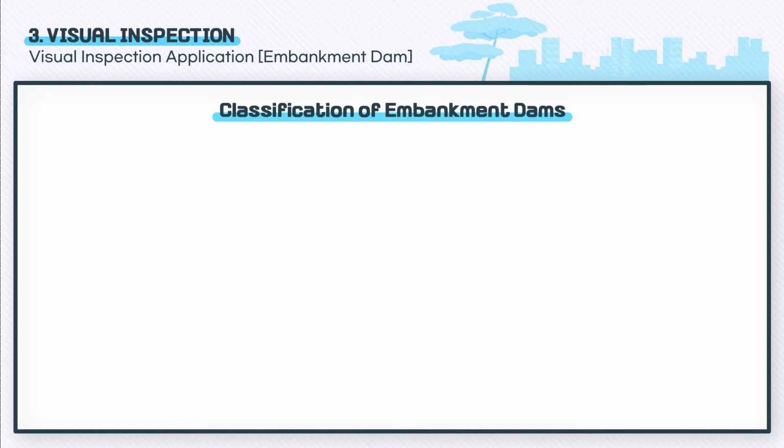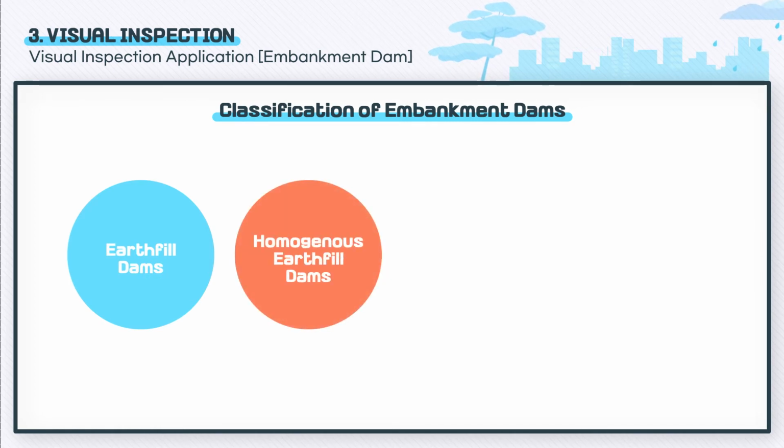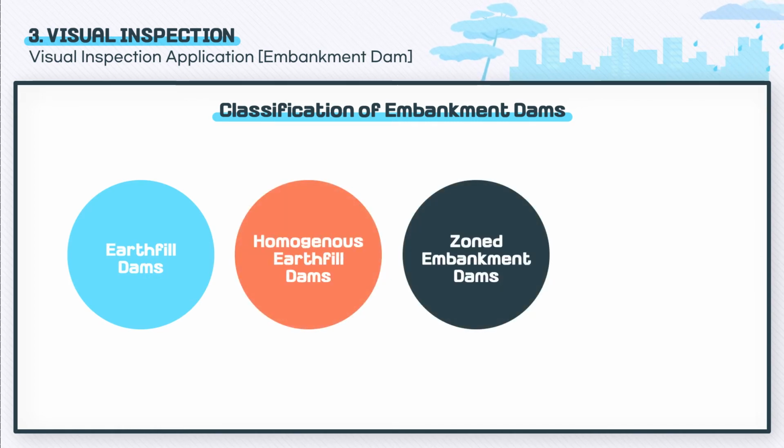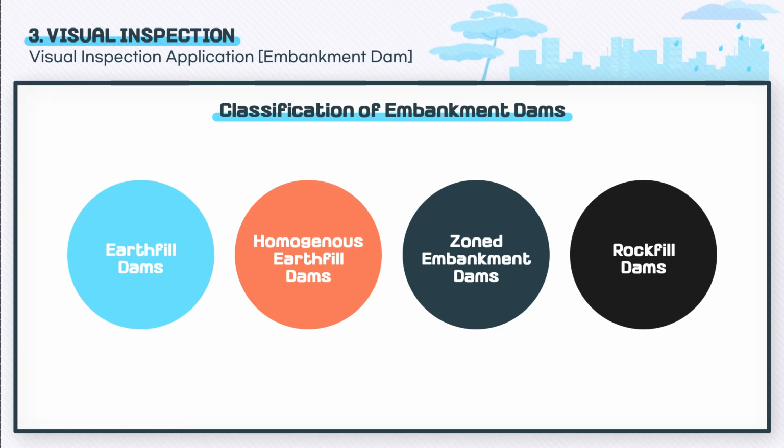Dams are largely classified as embankment dams and concrete dams, depending on the construction material. We will first discuss embankment dams, which according to their structures can further be classified into earth-fill dams, homogeneous earth-fill dams, zoned embankment dams, and rock-fill dams.